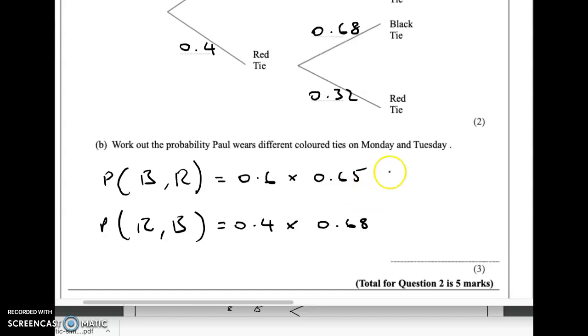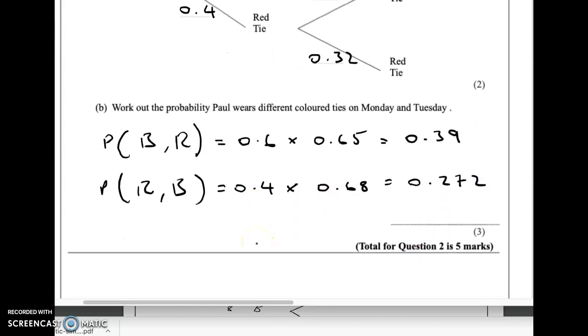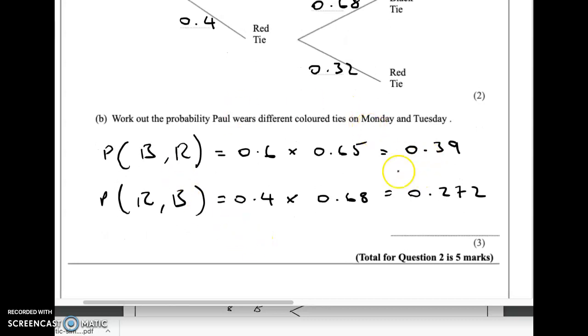Okay, so this equals 0.39, and this equals 0.272. Right. So we need to add these probabilities together. So we add them together, and that equals 0.662.